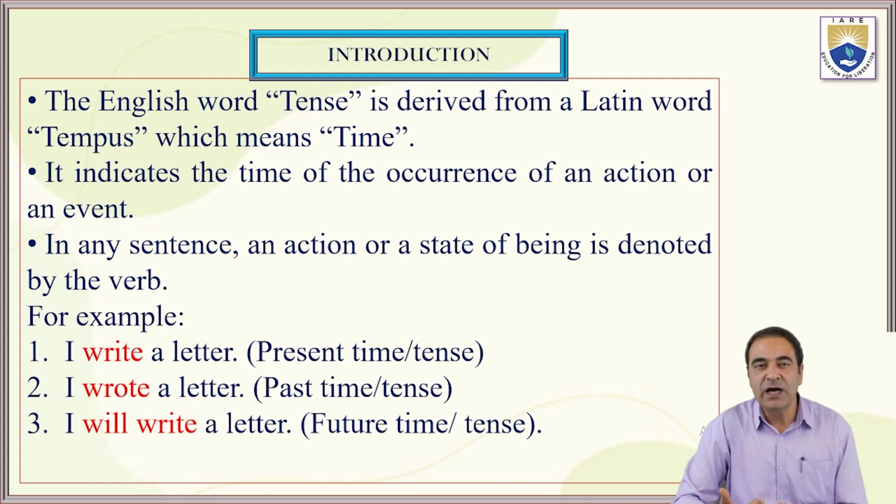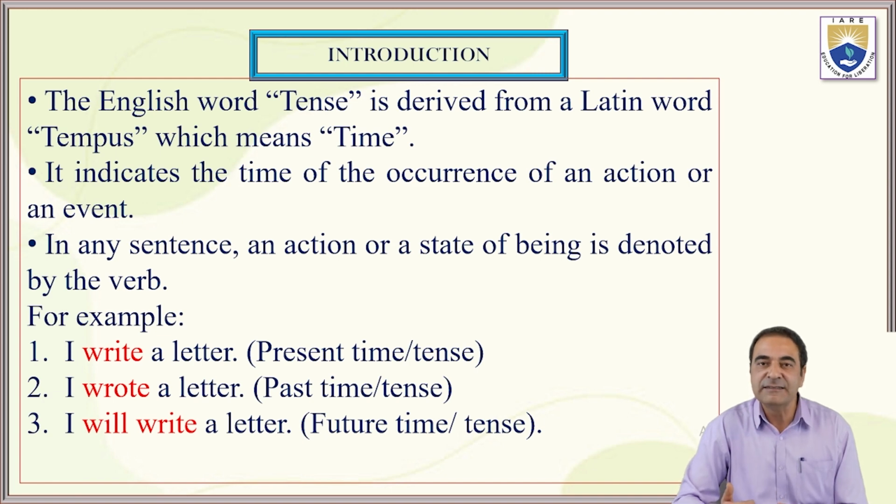For example, look at these three examples. What is the first sentence? I write a letter. I wrote a letter. And the third sentence is I will write a letter. What is common in all these three sentences? That is subject and object. Here we have a common subject, that is I, and a common object, that is a letter. The only thing that is different is the verb.